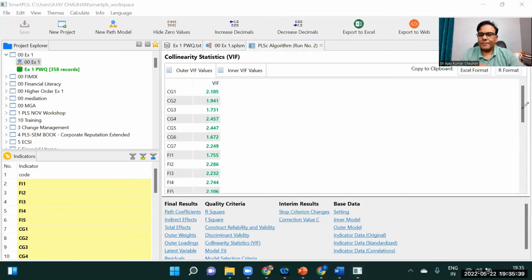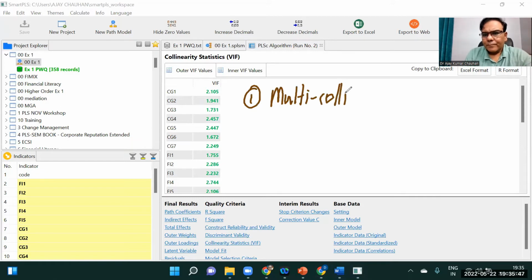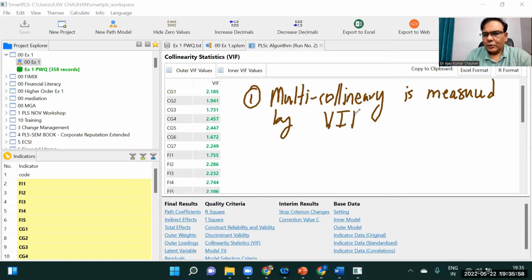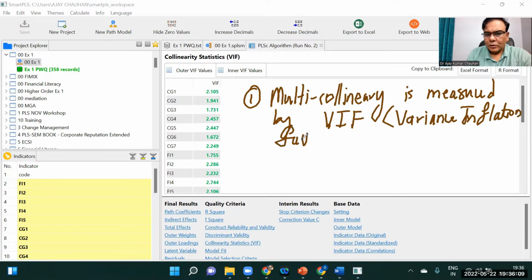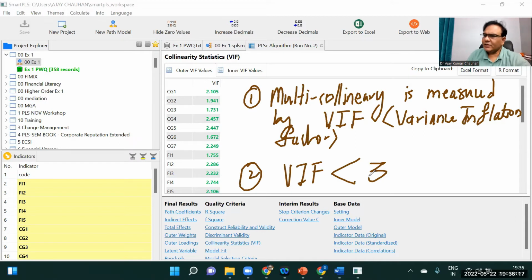So let me write here. Number one, multicollinearity is measured by VIF. VIF stands for variance inflation factor. Number two, VIF should be less than 3. So these are the conditions.